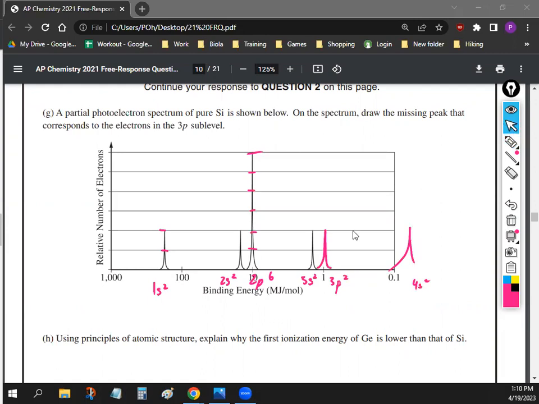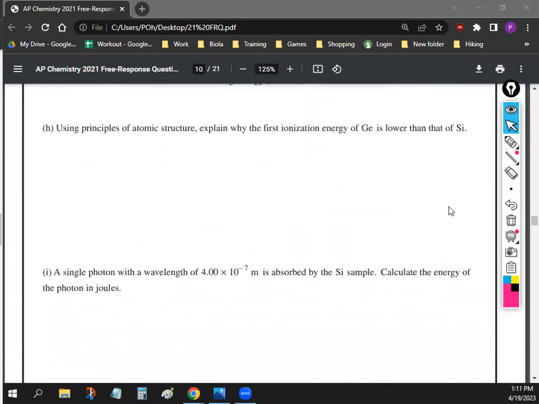Okay, so the next one, I want you guys to try it out on your own and write out the answer, work with the person next to you. But for part H, you've got to talk about the atomic structure. I want you to explain why the first ionization energy of germanium is lower than that of silicon. So why does germanium require less energy to remove the first electron than silicon? Take about a minute and a half to do that, and then we'll go over it together. You'll want to look at your periodic table for this one.